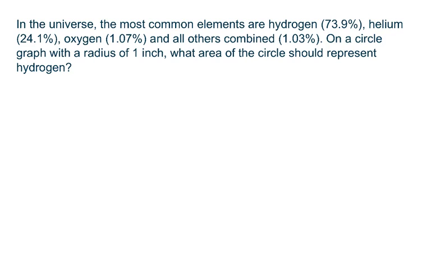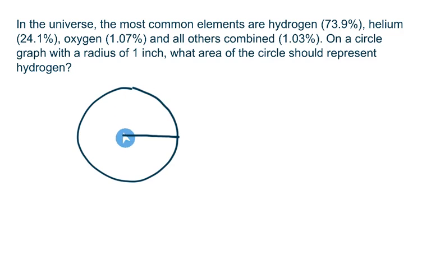So if I were to draw a picture, here's my circle graph, my radius is 1, 73.9%. So if I'm just thinking, that would be 25, that's 50, there's 75. So not quite 270 degrees. So this would be my angle. Here's theta. And then I'm just going to outline it. This area right here would be my sector. So what area of the circle should represent hydrogen?